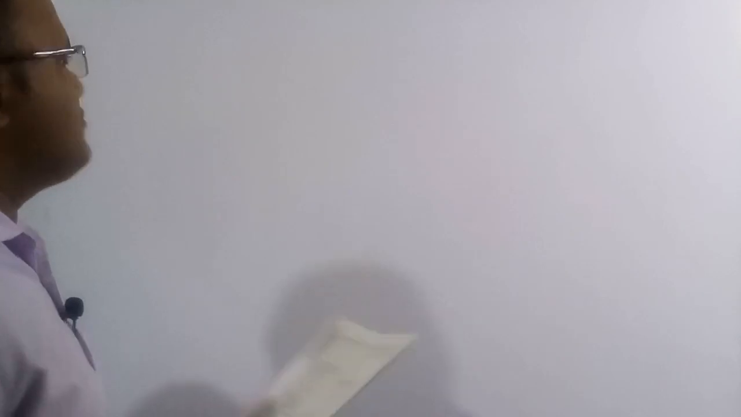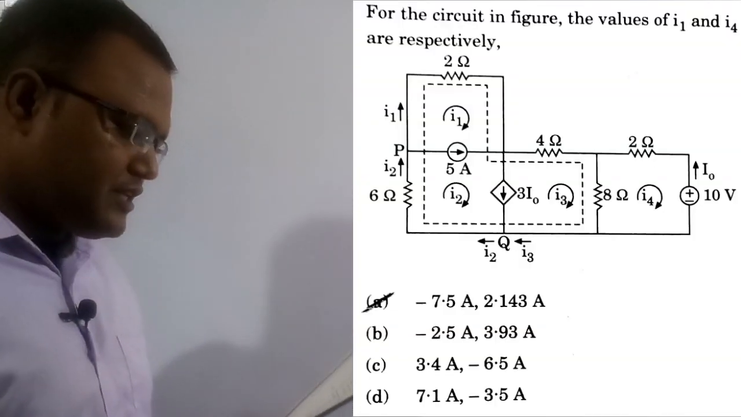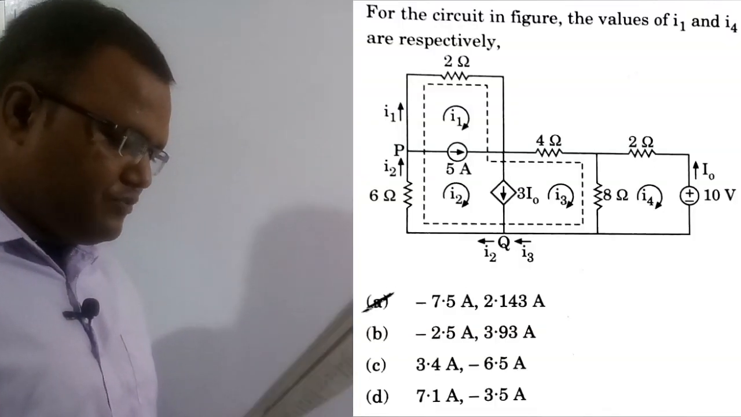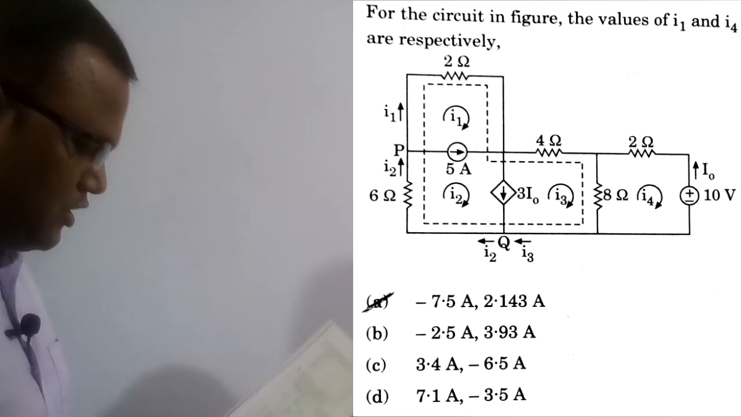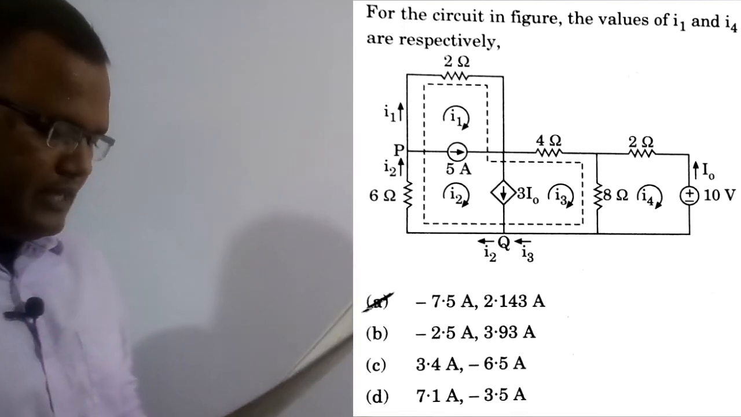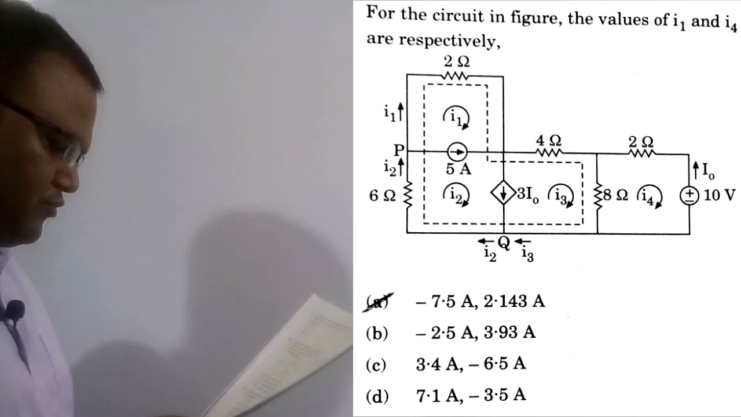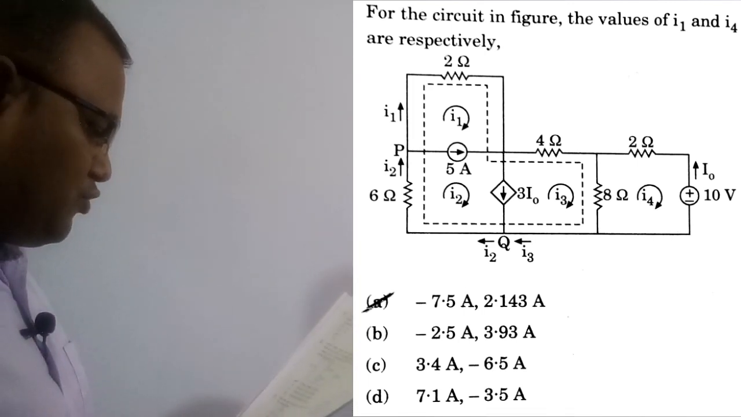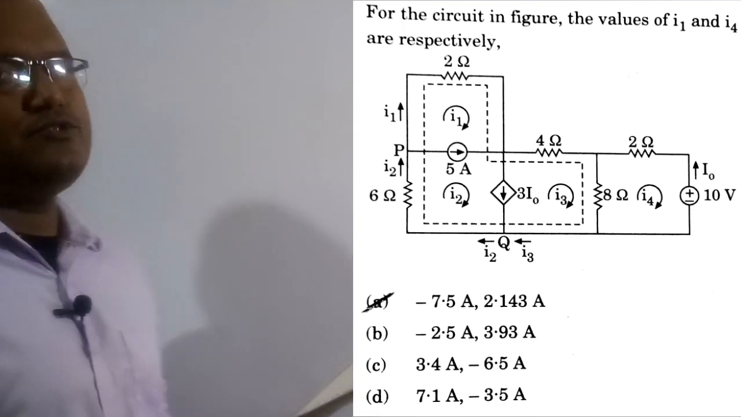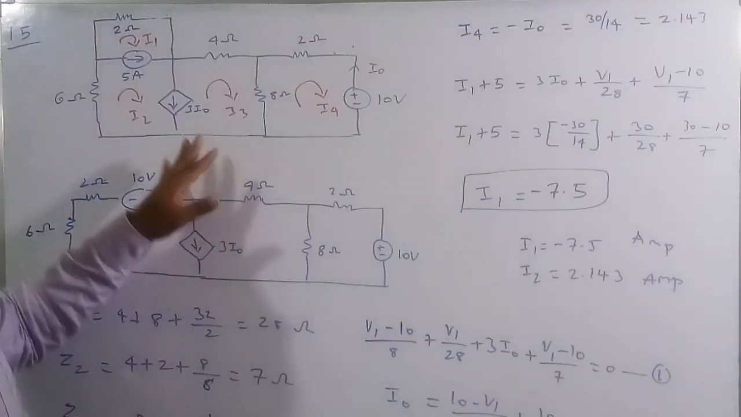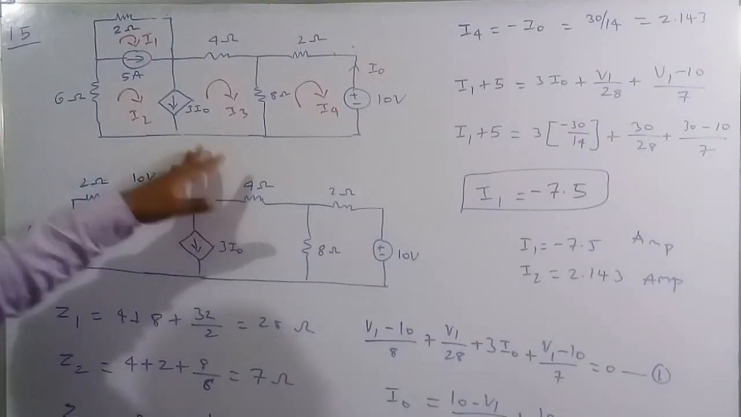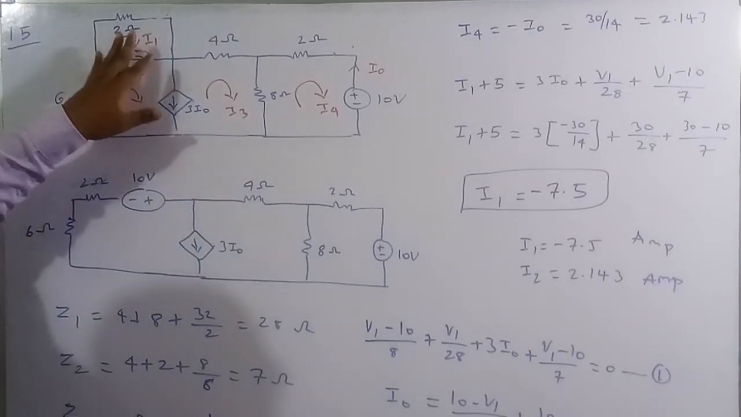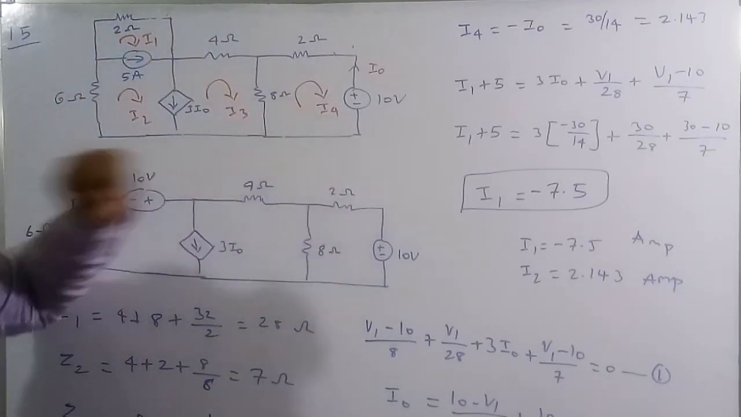So now we are going to solve the 15th question. See the question here. For the circuit in the figure, the values of I1 and I4 are respectively. So here we have to find the value of the current I1 and I4 in this circuit. What are the four options? Option A: I1 is minus 7.5 ampere and I4 is 2.143 ampere. So let's solve this numerical. This is the circuit given in the question, and we need to figure out the value of the current I1 and I4.